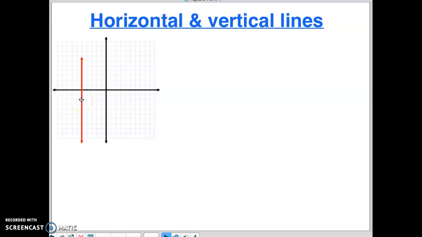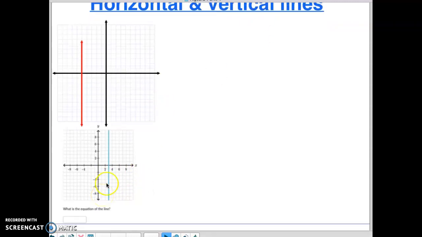So horizontal and vertical lines: horizontal line, slope is 0, and it's a y equals. Vertical lines, straight up and down, undefined slope, and it's an x equals. So let's try something. This one here. What would the equation of this line be right here? 1, 2, 3 over. Yeah, it's x equals 3. It's just that simple. So you would write down here, x equals 3.